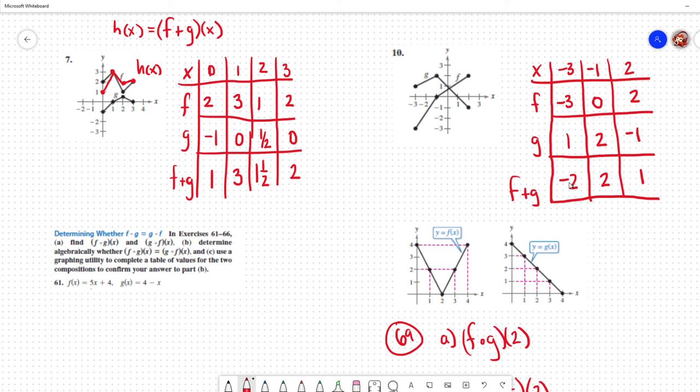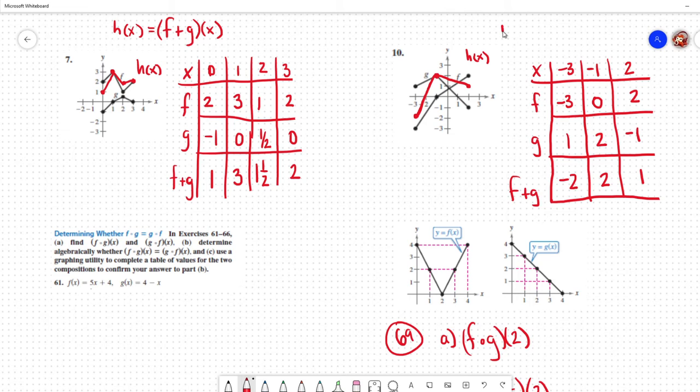So at negative 3, the answer is negative 2. So we'll plot that point. Then at negative 1, the answer is 2. So that's up here. And then at 2, the answer is 1. And there's my h of x.